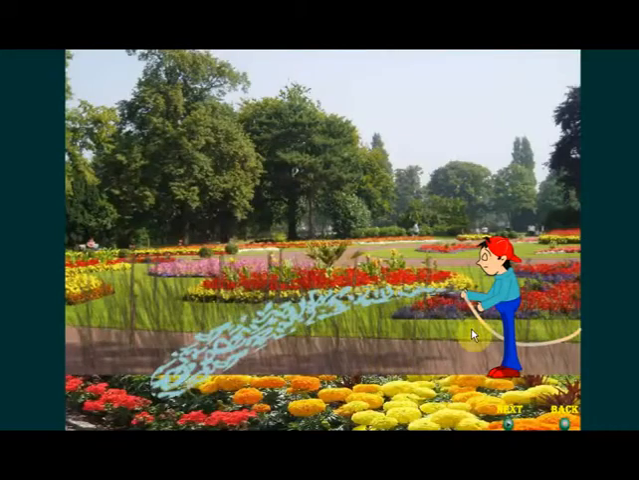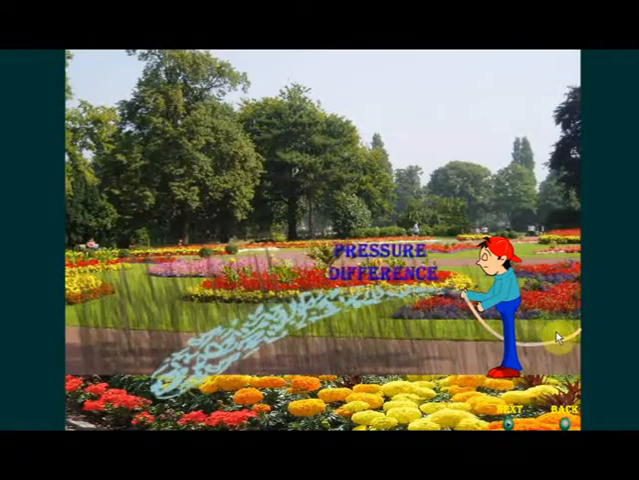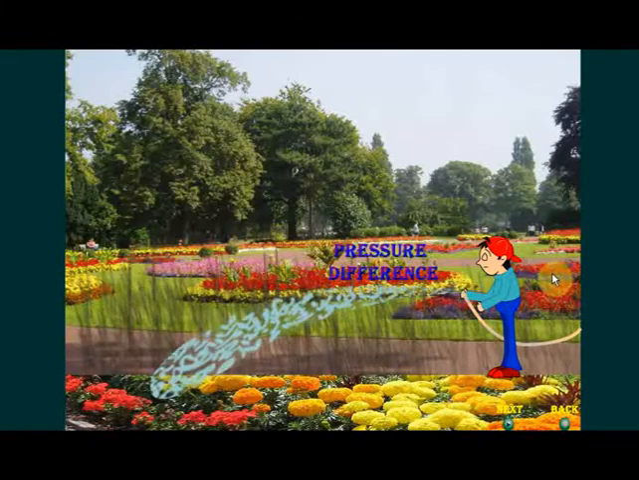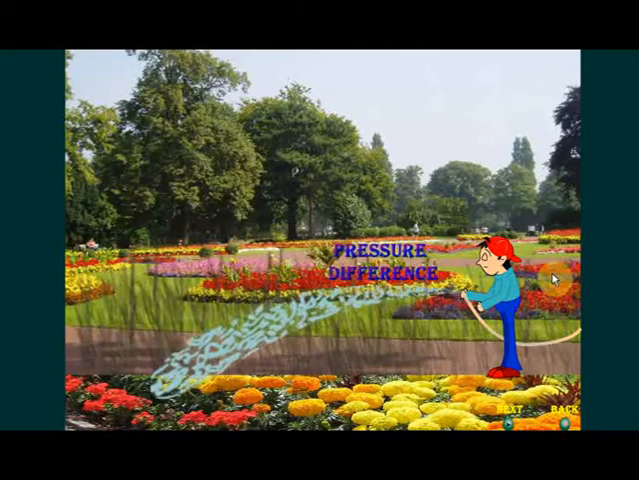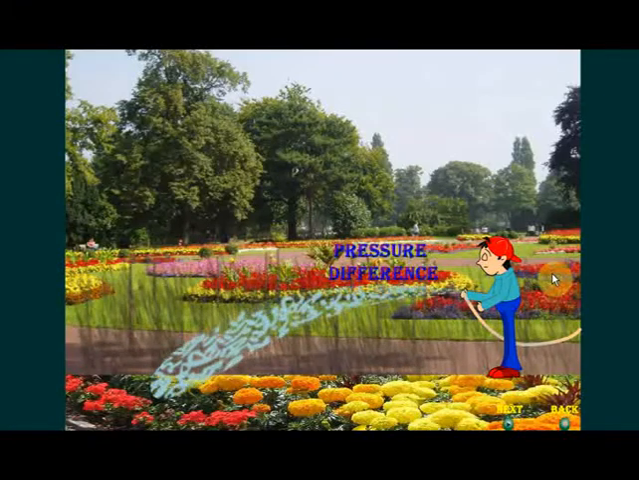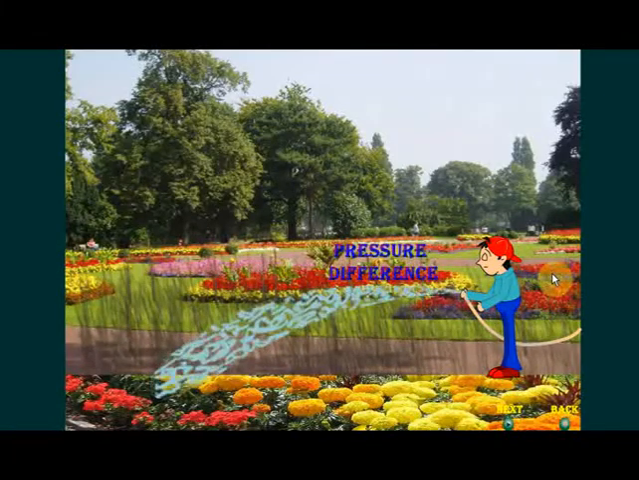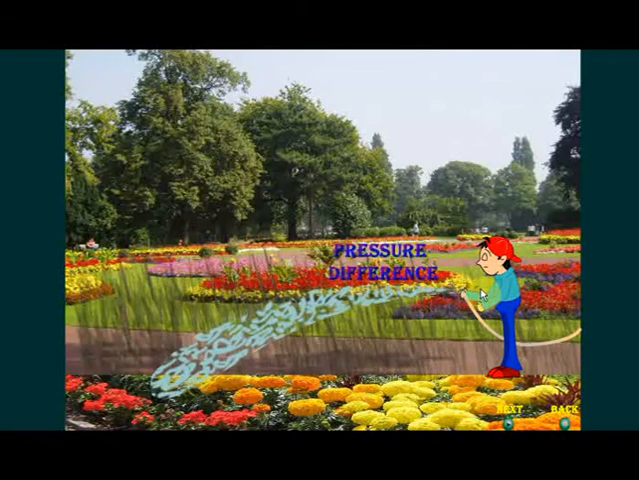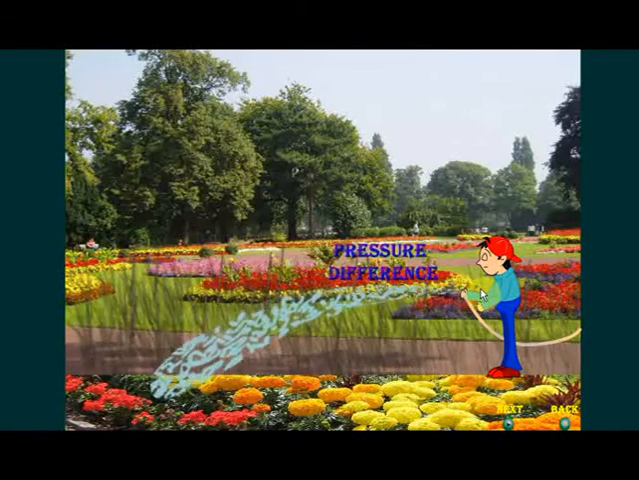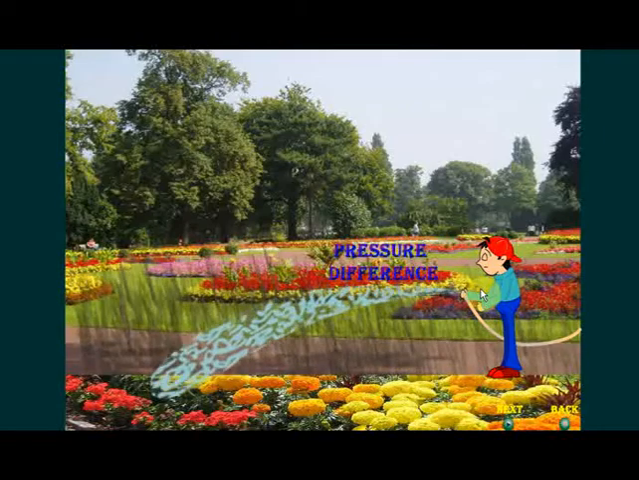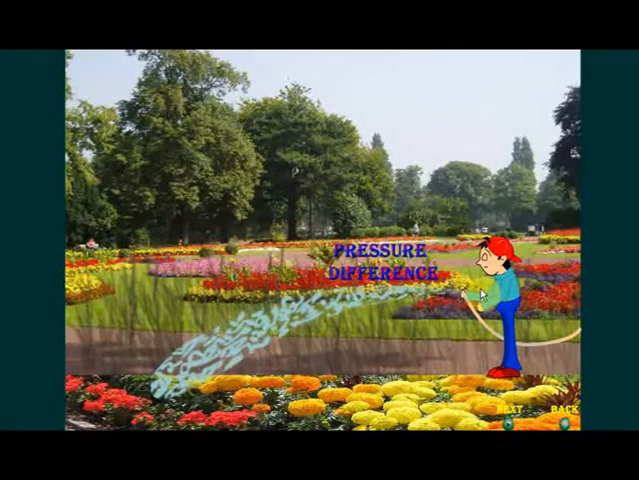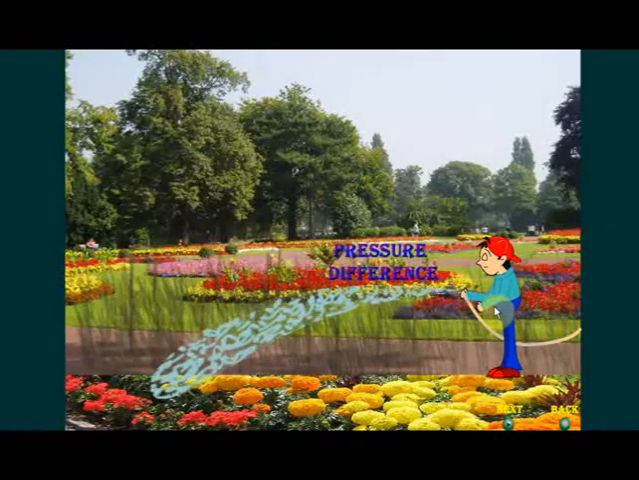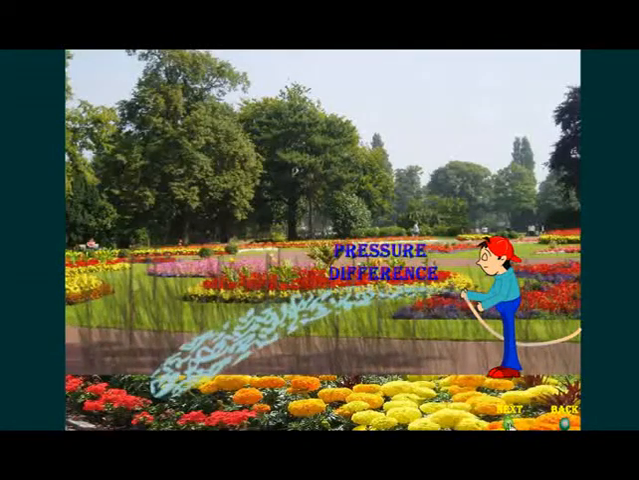Sometimes water even flows because of difference in pressure. This boy here is watering the plants, but you can see that he has put his finger in front of the nozzle in such a way that water comes out at high pressure. So the water is flowing towards the left only because of the pressure difference that he has applied, isn't it? The pressure of the water inside the pipe is greater than the pressure outside in the atmosphere. That's why the water is flowing outside.